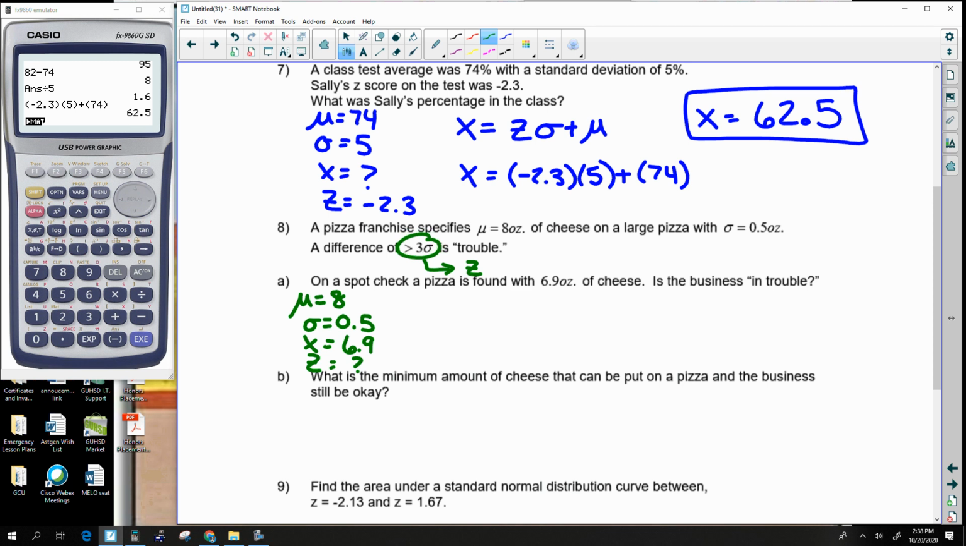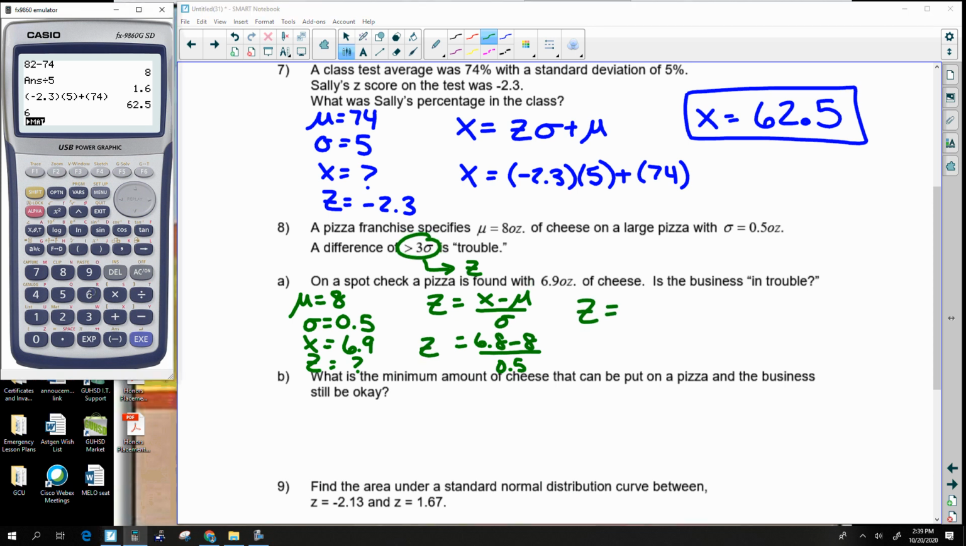All right, so here we go, the Z-score. The Z-score in this situation is x minus mu divided by sigma. Oh, sorry. All over again. Here we go. 6.9 minus 8 divided by sigma, which is 0.5. So in this situation, the z-score comes out to be negative 2.4. Now, what does that mean?